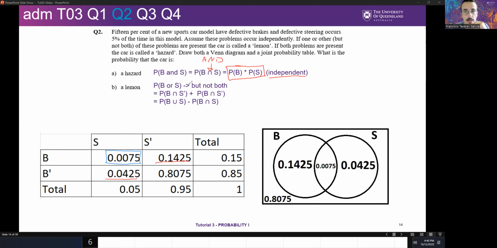The other one is P of B or S, but not both, because both was the hazard. And we will have basically P of B happening but not S, which is this one here. And this other one here, oops, I wrote it incorrectly. It was not B at the same time as S happening. Apologies for this one, I'll have to edit. Which is this one here. S is happening, but B is not happening, right? And yep, the total is 0.185, adding both.